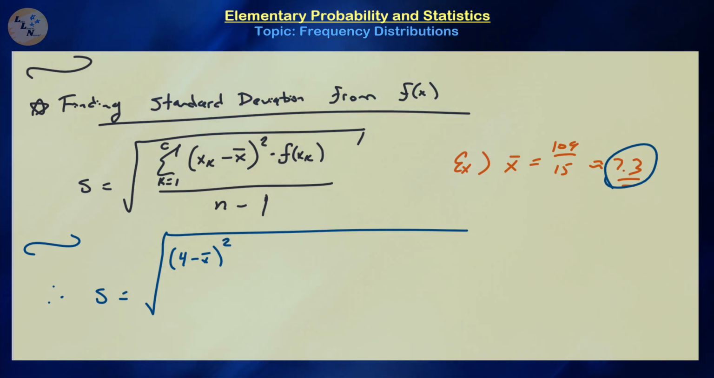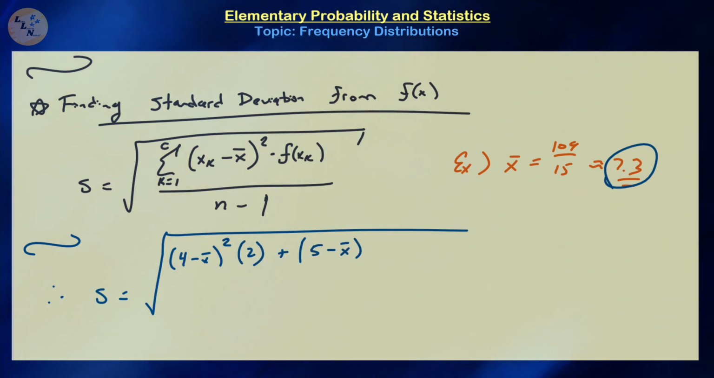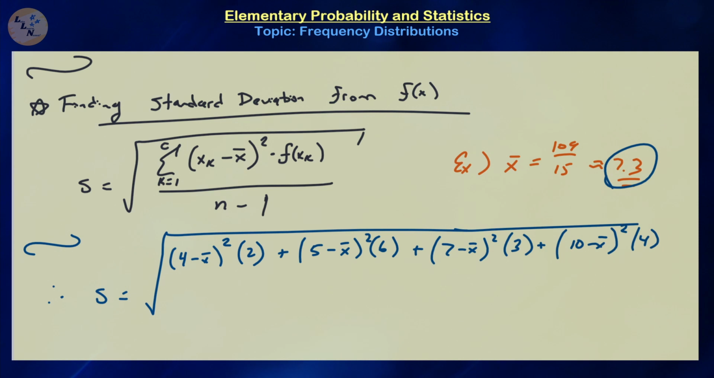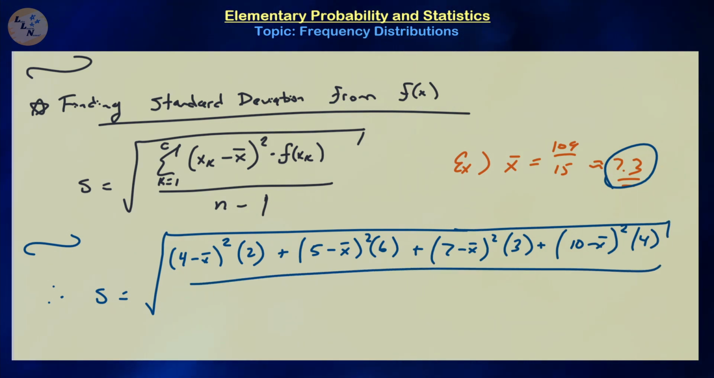So (4 − x̄)² associated to the value of 2 for its frequency. And then the element of 5 has a frequency of 6. The element of 7 has a frequency of 3. And the element of 10 has a frequency of 4. And then we're going to divide all of that by the sample size, 15 minus 1.